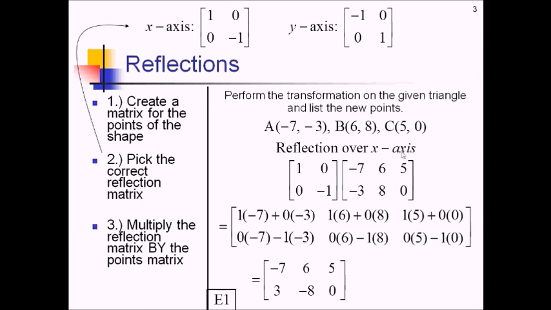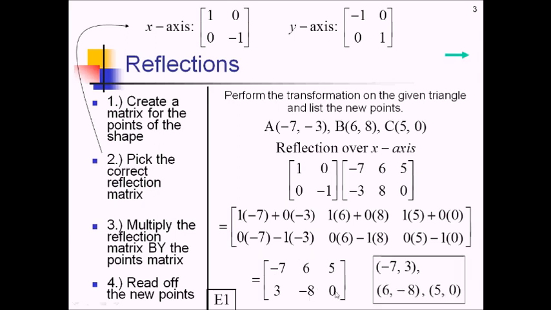If you think about it, reflecting over the x-axis is just negating all the y values. Once we write our points out of our points matrix, that's exactly what we will have done. Just change these y values to the opposite of what they started with. So writing out our points now, we've got -7, 3, 6, -8, and 5, 0.